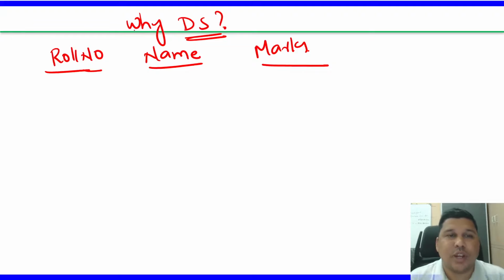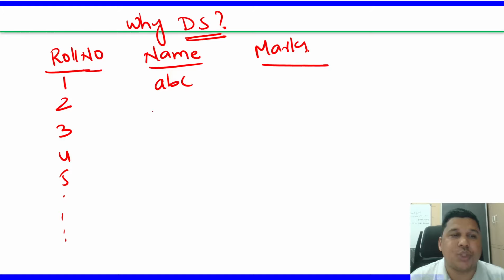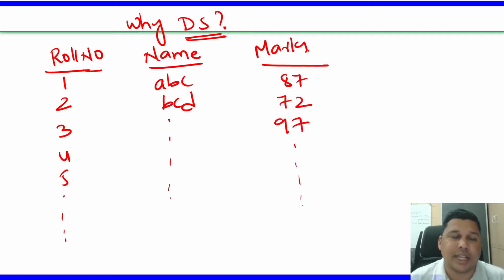So let's study why we need data structures. Assume I have students data with me: roll number, name and marks of the students. Maybe you have some encoding for the roll number, so I will just write some simple ones, something like this, and I have some names of the students and so on, and I have some marks here, out of 100 maybe we can assume, some marks like this.